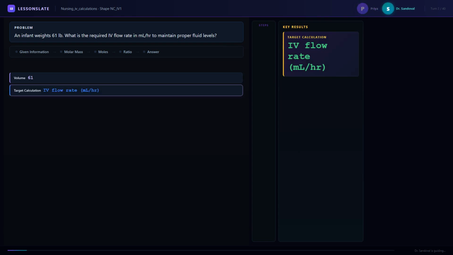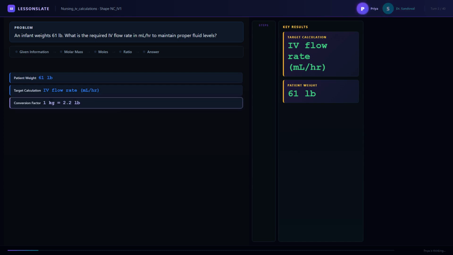This is a great problem, Priya, because it requires us to recall some standard pediatric nursing principles that aren't always explicitly given in the problem statement, which is a common real-world scenario. The problem asks us to find the IV flow rate in milliliters per hour for an infant weighing 61 pounds. Before we even get to a fluid formula, what's the first thing we usually need to do with a patient's weight when it's given in pounds for a dose calculation?